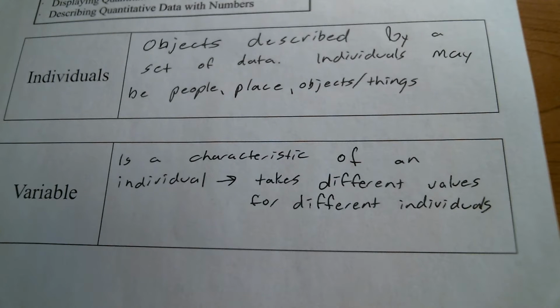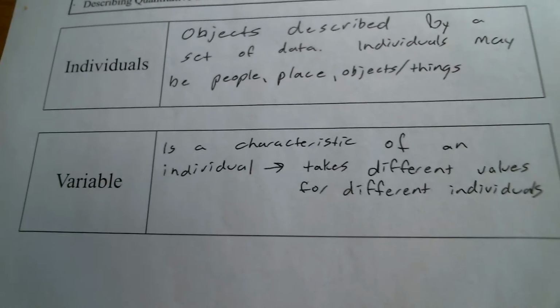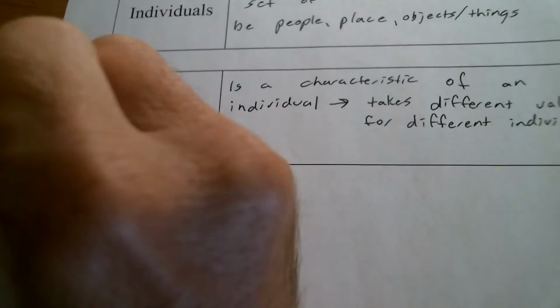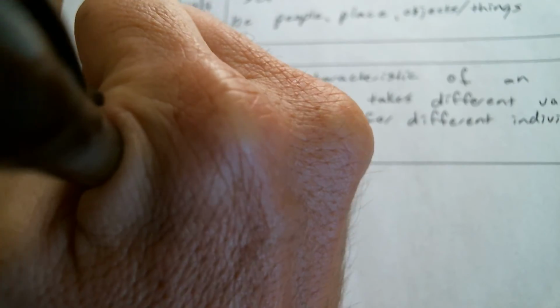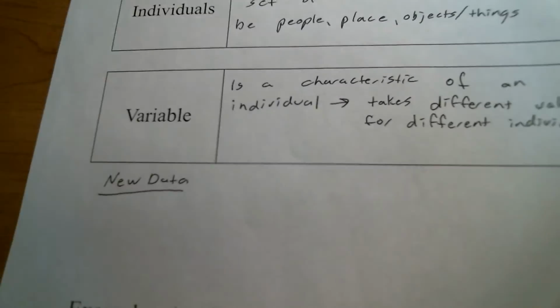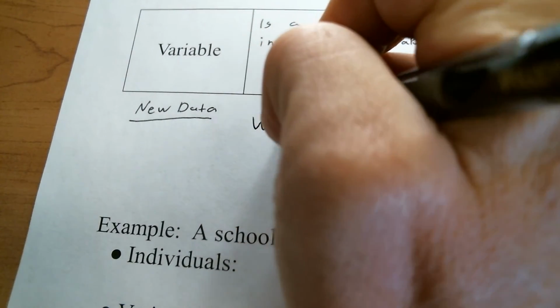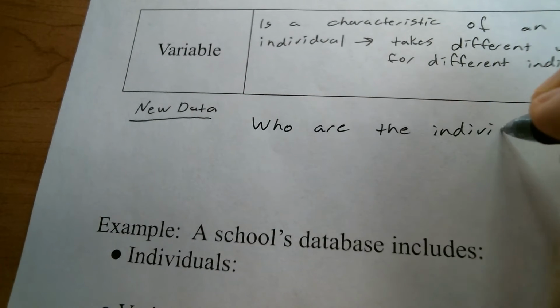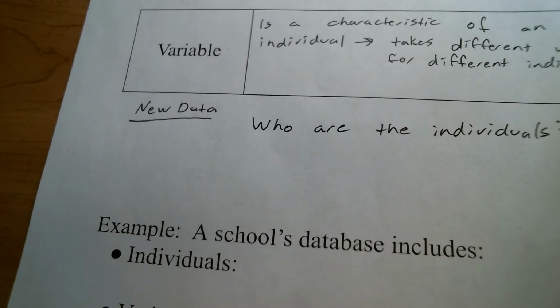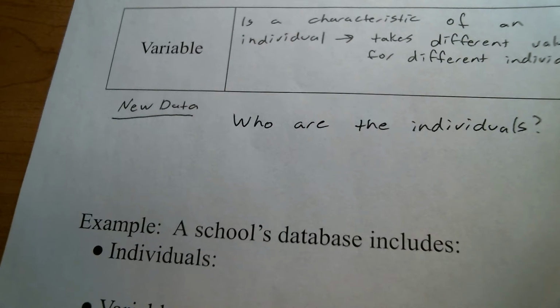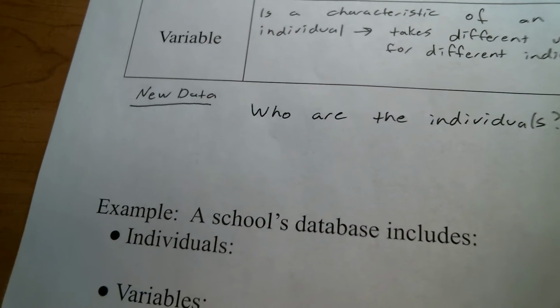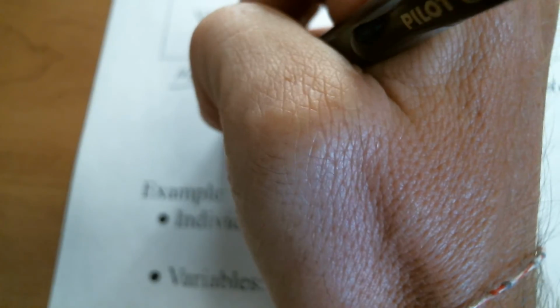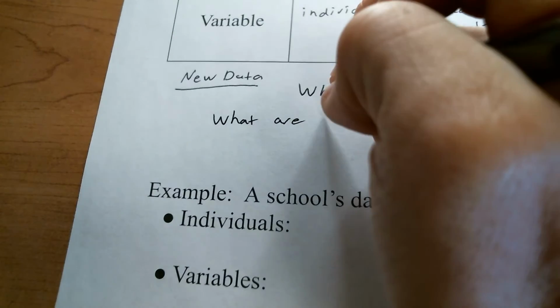Those characteristics are going to take different values. So anytime in this class that I give you a data set, there are questions that you want to be asking yourself. Anytime that you get new data in this course, the things that you want to be considering are: who are the individuals? Who is the data set describing, or what is the data set describing? And then, what are the variables?